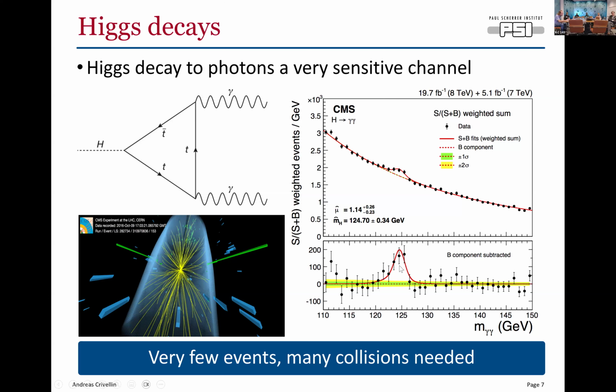Now, you see, this peak here has a finite width, but this doesn't come from the Higgs boson. The width of the Higgs boson is very small. This comes from effects like acceptance, detector resolution, and so on. So this is an experimental effect that the peak is not extremely narrow.